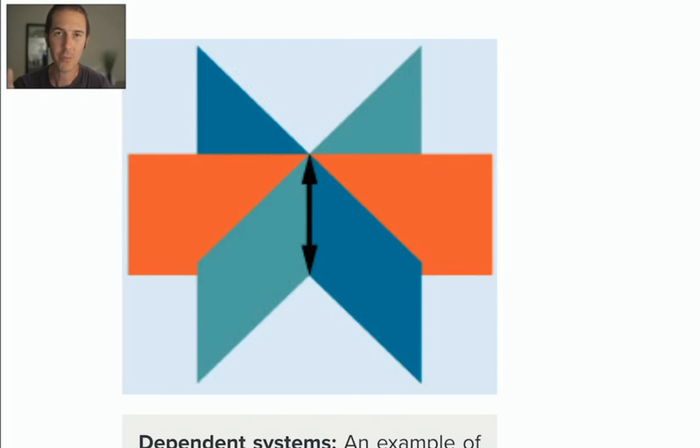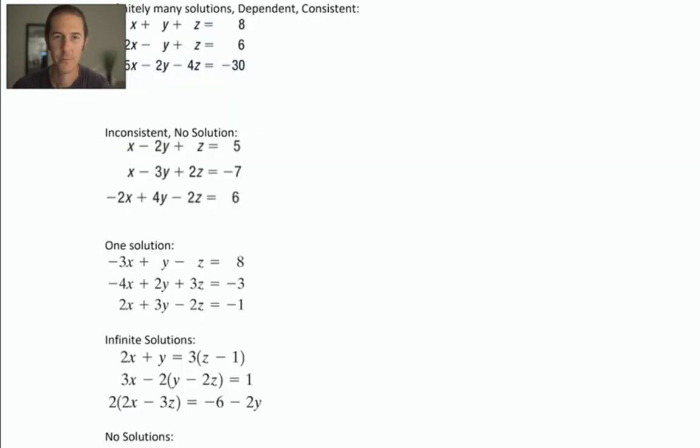How are you going to express an answer to a system of three equations in three variables that has infinitely many solutions in the shape of a line that's in three-dimensional space? I'll tell you it's a little bit tricky, but I'm going to show you how to do it. So let's keep moving. Let me get back over to some example problems.